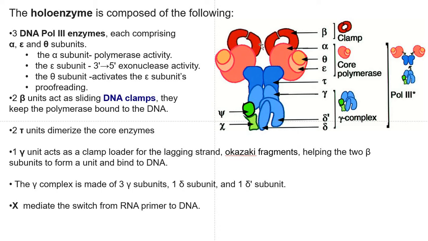Okay, next are these beta clamps. These beta clamps structures here are associated with the holoenzyme, and their function is to hold on to the DNA molecule when the polymerization is happening through this core polymerase.